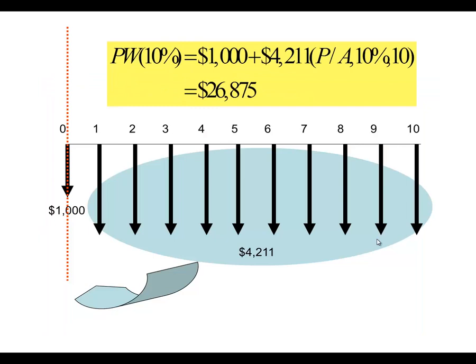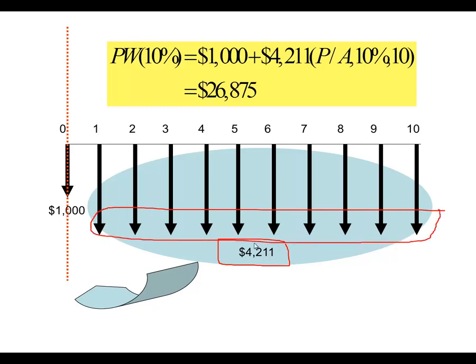And this slide shows a cash flow diagram that represents the cost of buying and operating that motor, and we can see that every year the cost will be $4,211, and we brought these payments, or annuities, to year 0 with 10 periods at 10%. At year 0 we have the 1,000 cost. We add the cost of 1,000 plus the expenses of operating it, and that will be $26,875.